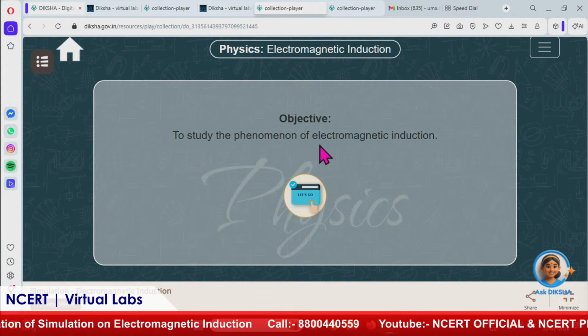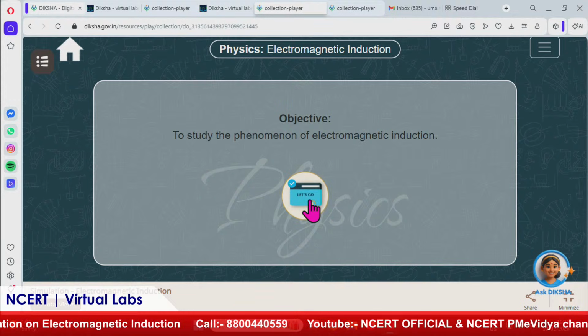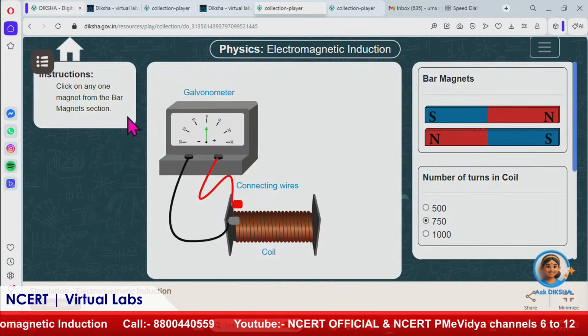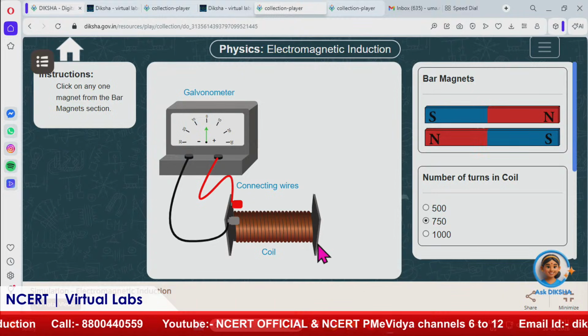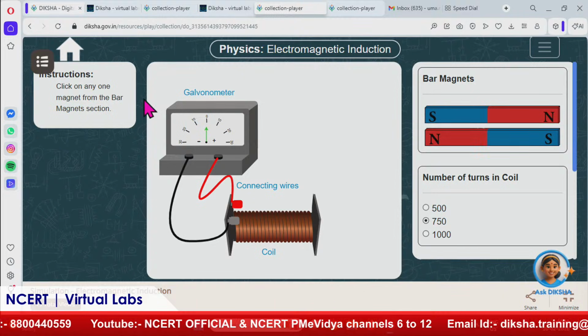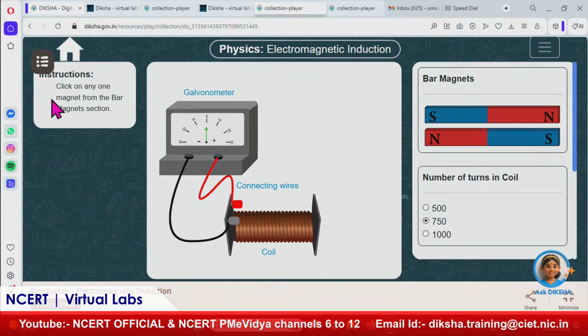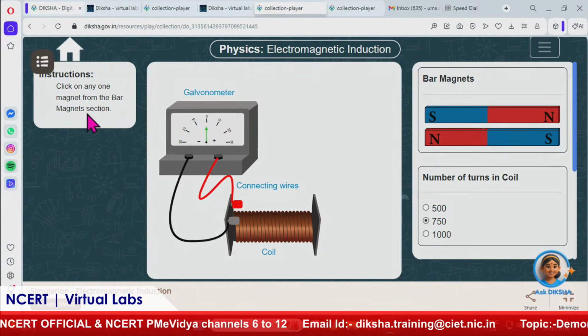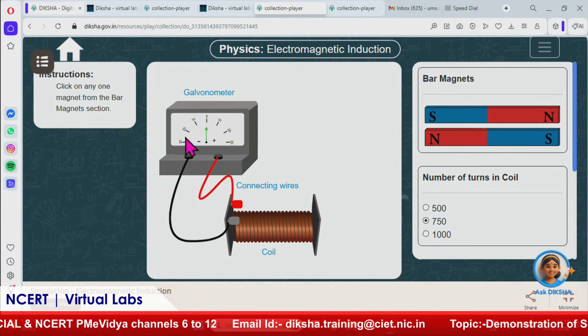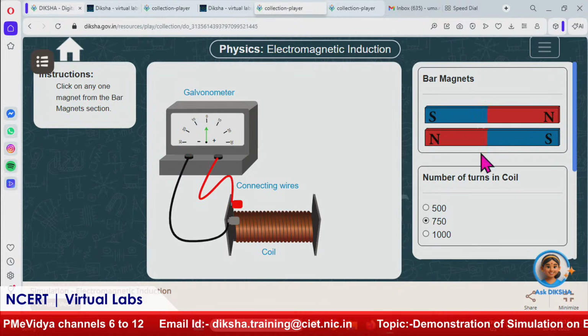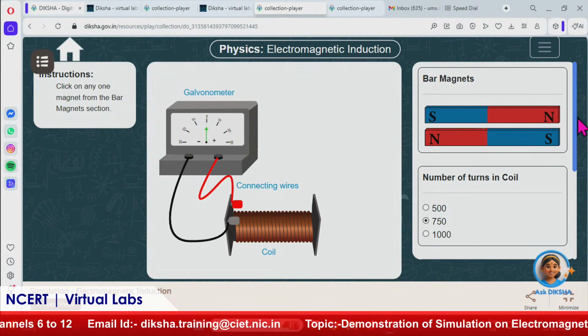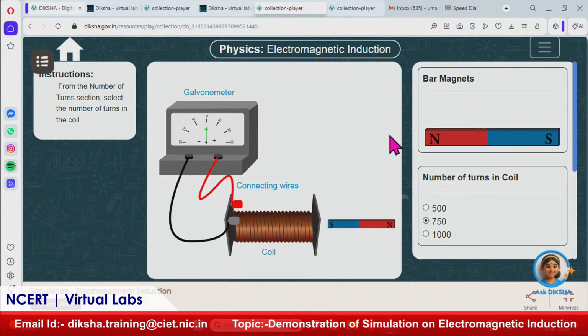This is to study the phenomena of electromagnetic induction. Let's go. So this is the first page, you will get it over here. On the left hand side, you will see the instructions. Click on any one of the magnets from the bar magnet section. See here, two bar magnets we have taken, south and north, north and south.